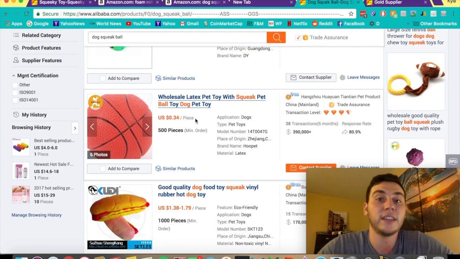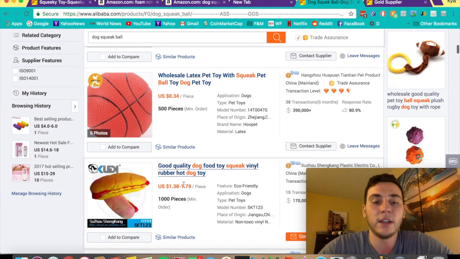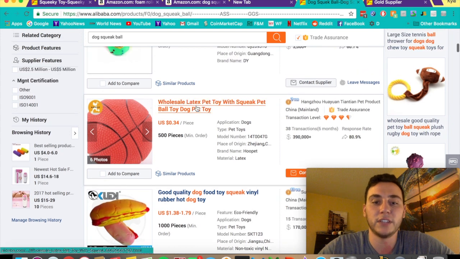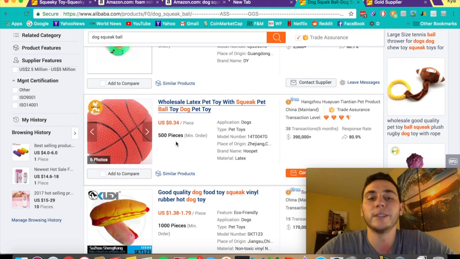Once you contact them, a lot of times they'll give you a range, like this one right here. And so the more you order, the less per unit you'll have to pay. I assume that goes the same for this one. A lot of times you can cut them a deal. So let's say this one's 500 pieces minimum order. A lot of times they'll allow less. So let's say you could probably get away with 34 cents for like 300 pieces.